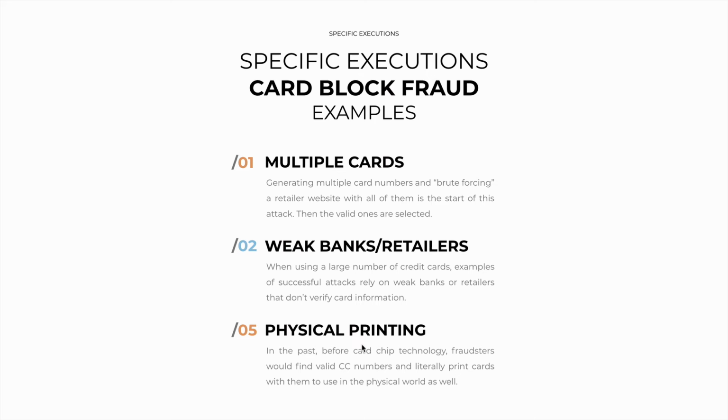Another example is physically printing the cards. In the past, before chip card technology, fraudsters could find valid credit card numbers and literally print new cards with them, with a magnetic strip replicated, so that they could test the credit cards in the real world and not just digitally. But chip technology has made this approach kind of obsolete.